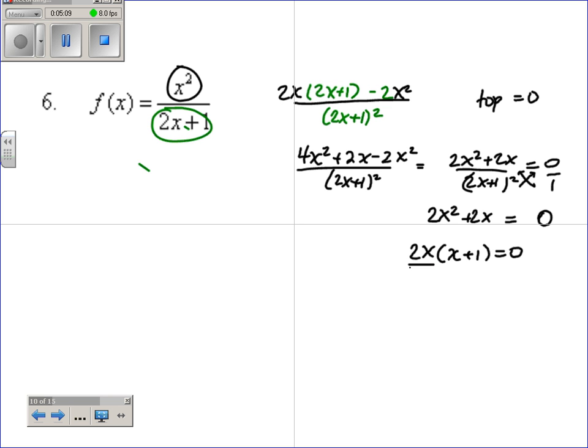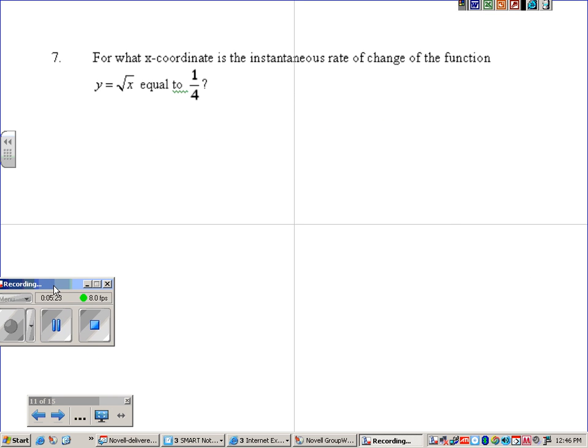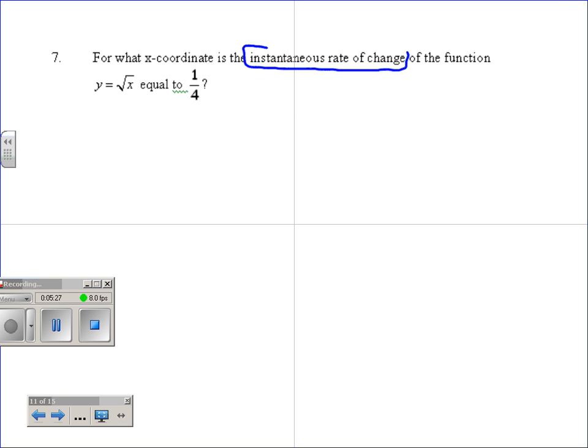So your two factors, this has an x in it, so the x can equal 0. Or x plus 1 gives you x equals negative 1. So these are your two places where you have a horizontal tangent line. Number 7, you should be able to do because it says the instantaneous rate of change. This is very similar to the ones we just did.